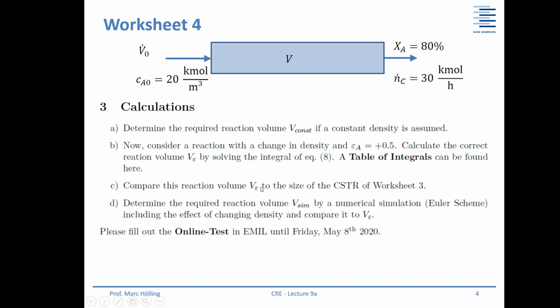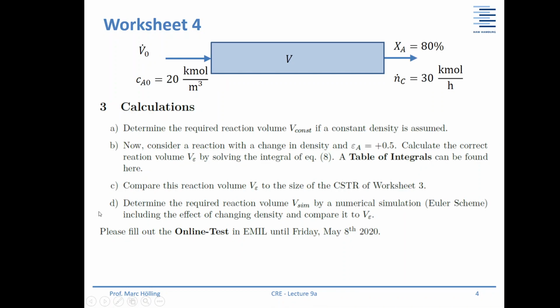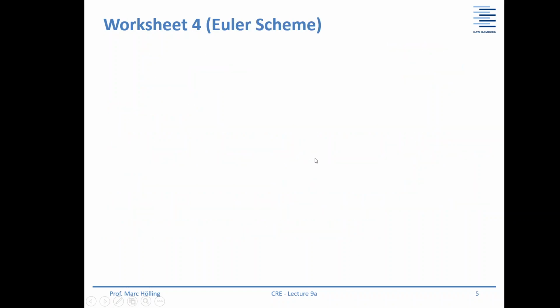Maybe it's bigger, smaller, I don't know. Maybe you already have a first idea of the size comparison. And then part D is to determine the required reaction volume by a numerical simulation. So again, it's the Euler scheme, including the effect of changing density, and compare it to the volume epsilon. Okay, what does it mean? So here in part B, you will do it analytically.